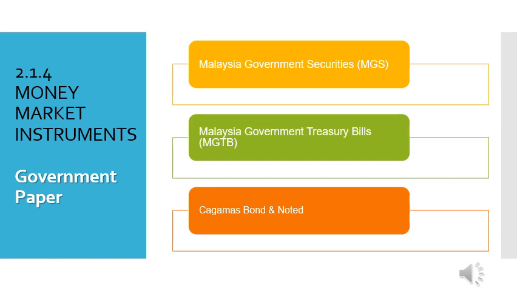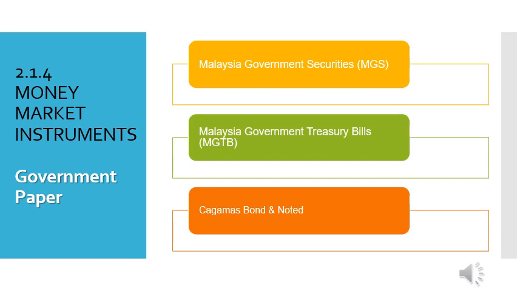Second one is Cagamas floating rate bonds. These instruments have a tenure of up to 7 years and an adjustable interest rate, pegged to the 3-month or 6-month KLIBOR. The interest rate is reset every 3 or 6 months, while interest is paid at 3 or 6 month intervals. They are redeemed at face value together with the interest due upon maturity.